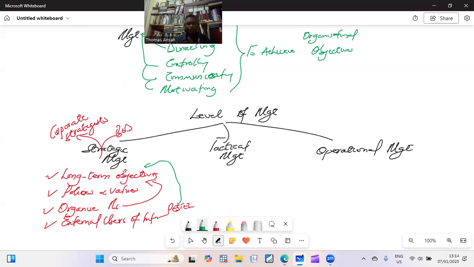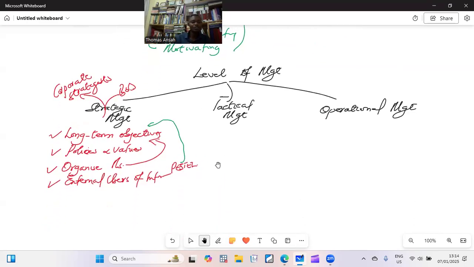So that is the level of management where they are. Now, you see, they provide the resources, but these resources need to be organized. So that one comes to the tactical level. At the tactical level, who are the people? Your managers, so head of department, departmental managers. These are those people who are at the tactical level.